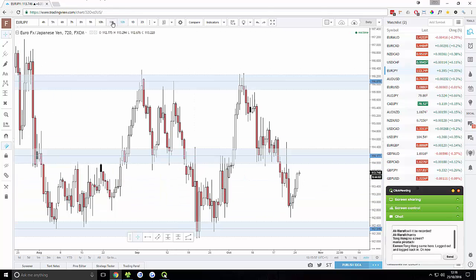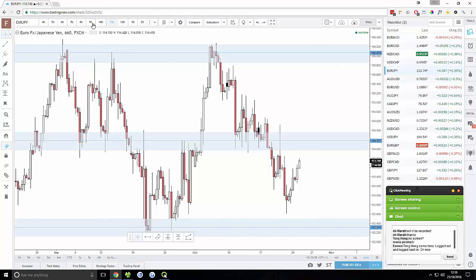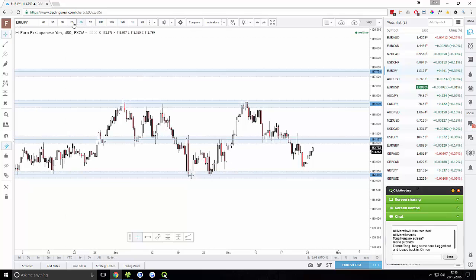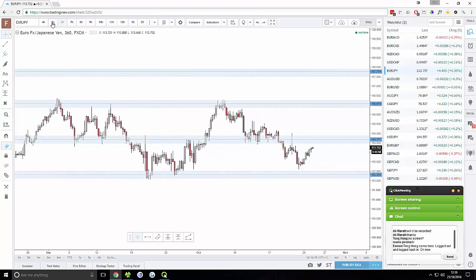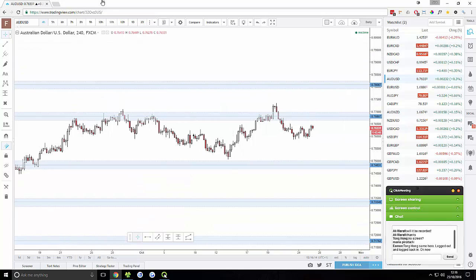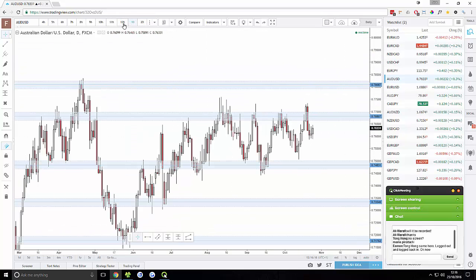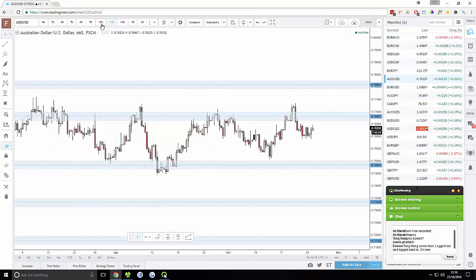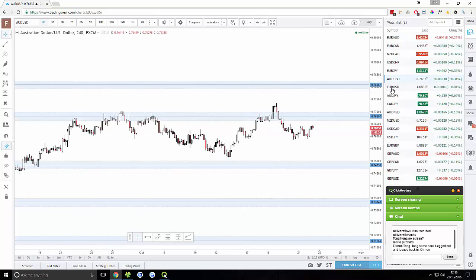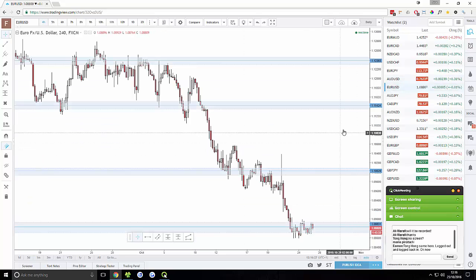So Euro JPY, let's see what's going on here. I need to adjust some of these support resistance areas. AUD USD between two support resistance areas, so not much going on. Yep. Euro USD.